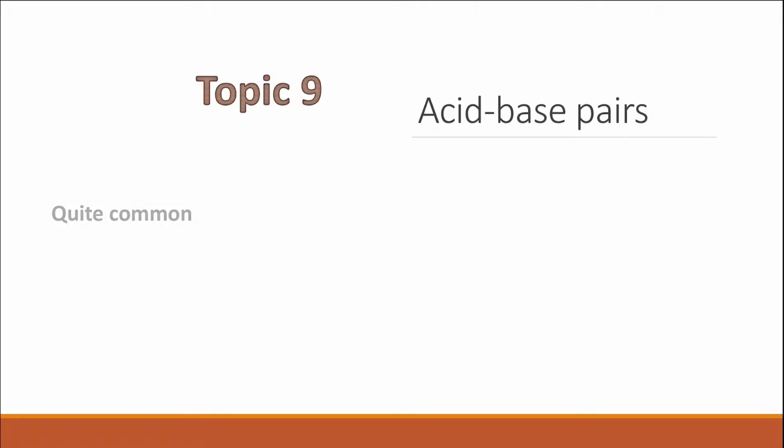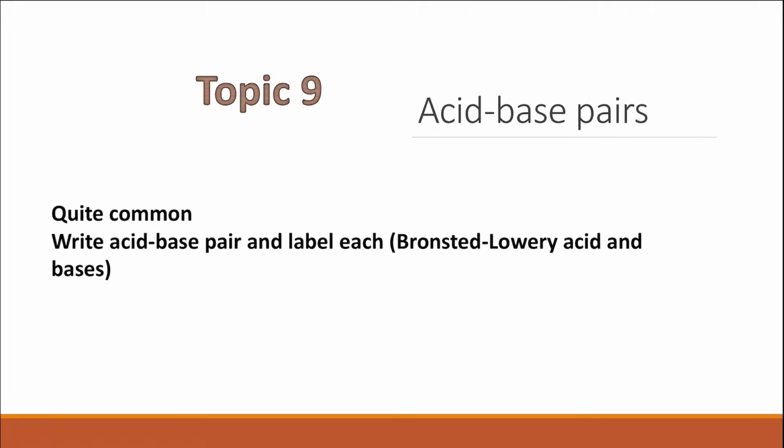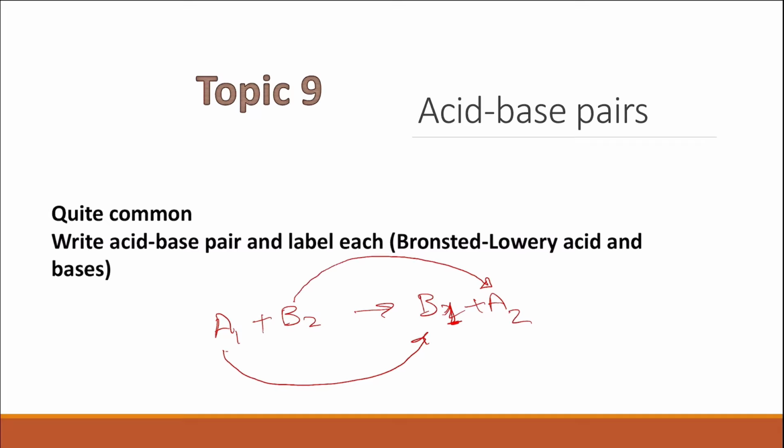Acid-base pairs are also quite common in paper 3, so they could ask you to write the acid-base pair and label each. So we are talking here about the Brønsted-Lowry acids and bases, how you can identify the acid and then the conjugate base formed from the acid, and then the base and the conjugate acid formed from that base. When you label them, A1 plus B2 will give you B1 plus A2. Because this is the acid and this is the conjugate base of the first acid, and this is the second base, and this is the conjugate acid of that base.